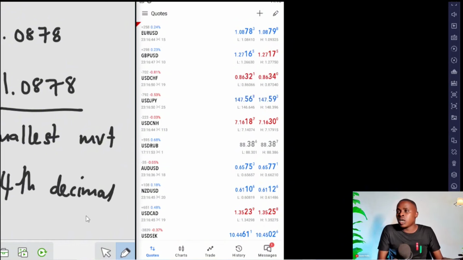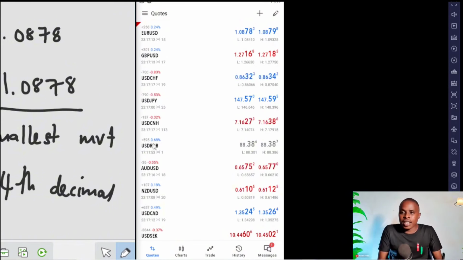Note that here there is a small number which is floating above. That is called a pipette, and we don't care about that. That is what determines the spread, but it's not up to you to determine that. So what you need to know is that the fourth decimal number here is the pip. This is the last number that moves. This is the smallest number that you care about.